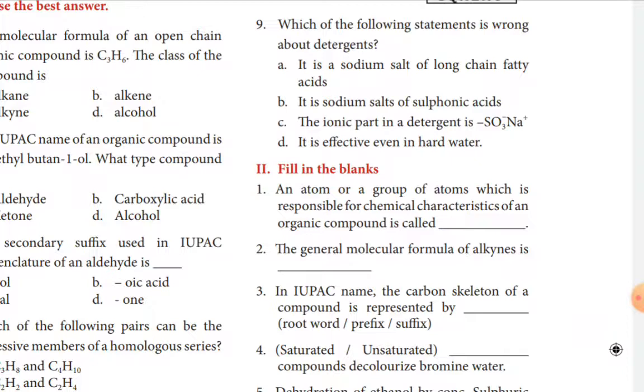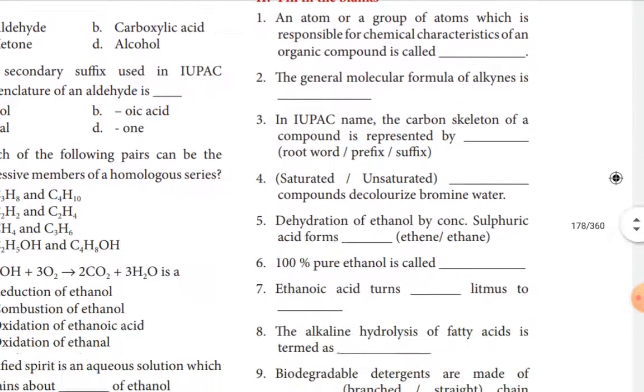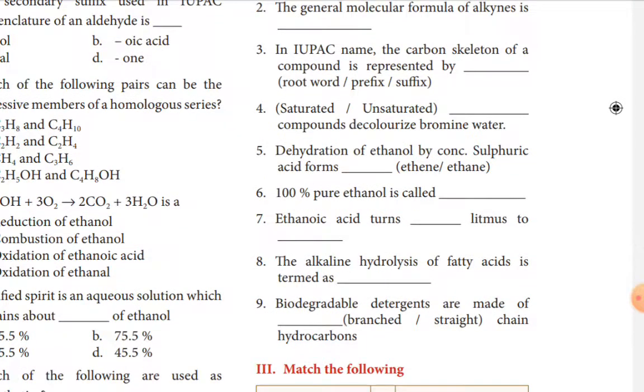Then saturated, unsaturated compounds decolorize bromine water. So unsaturated compounds, alkene or alkyne, decolorize bromine water. Then dehydration of ethanol by concentrated sulfuric acid forms ethene.